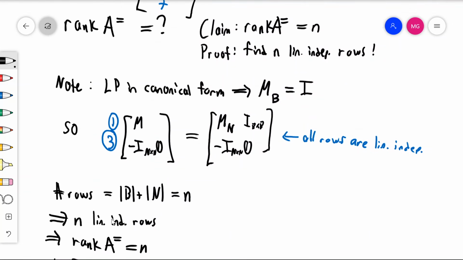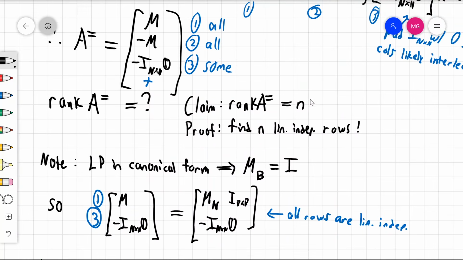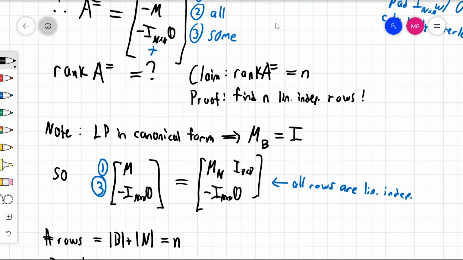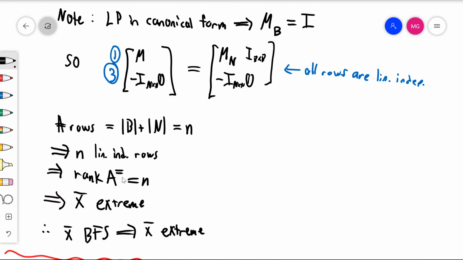So what we've just done is we've found n linearly independent rows. These rows all appeared as part of A equality, and so we've just found n linearly independent rows inside A equality. And so that means the rank of A equality is equal to n, because it couldn't be anything larger since there's only n columns. So that was at most what it was, but in fact we've explicitly found that the rank is n by showing these linearly independent rows.